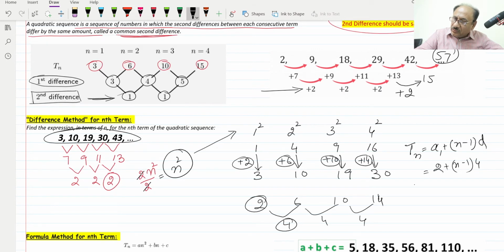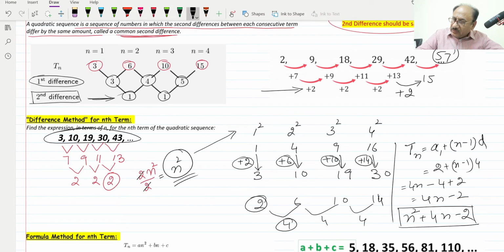This will be equal to 4n minus 4 plus 2, which will result in 4n minus 2. So this simplifies to 4n minus 2. This one we will attach with this n squared. So our final formula will be n squared plus 4n minus 2. This will be the nth term for this quadratic sequence.